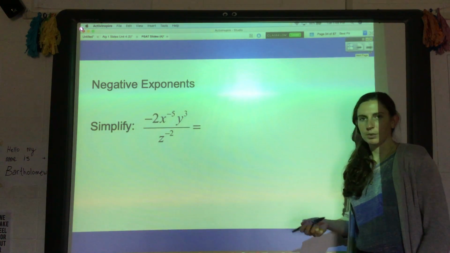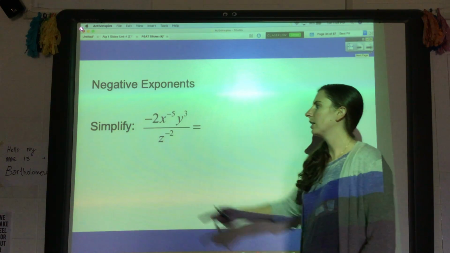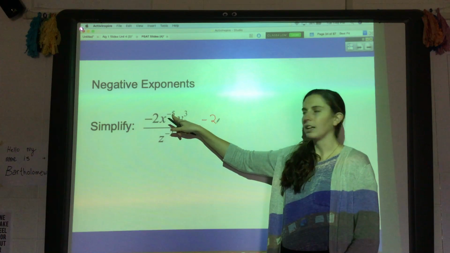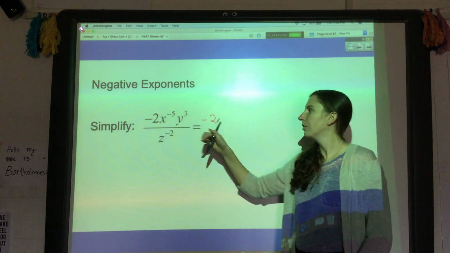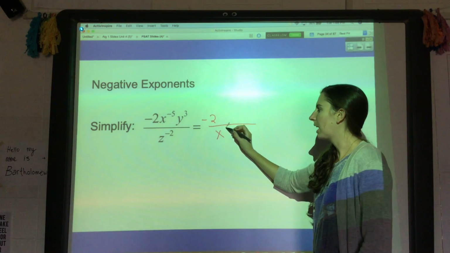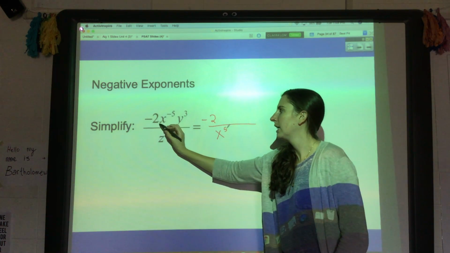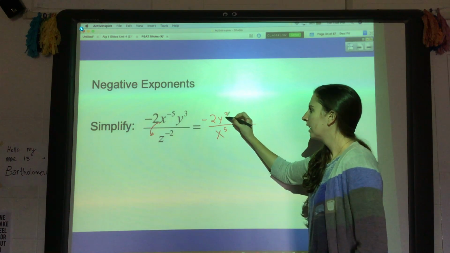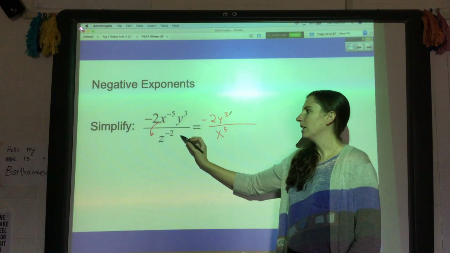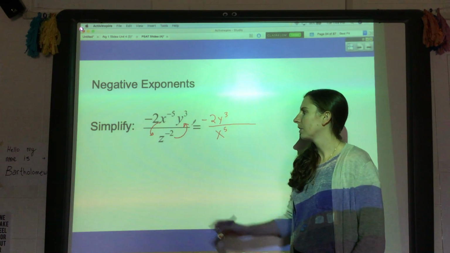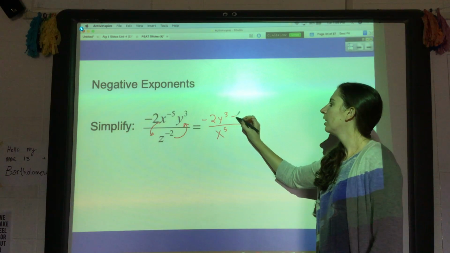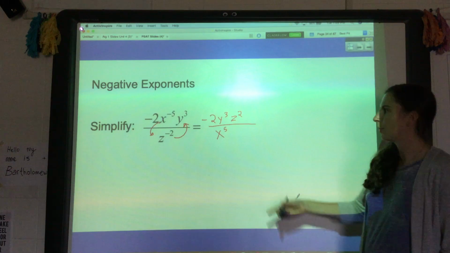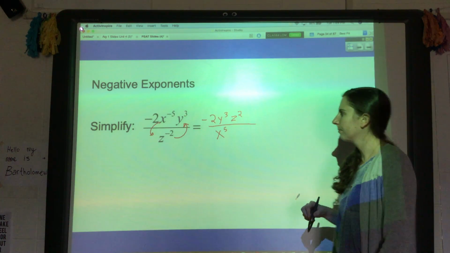Let's get a little more crazy with these negative exponents. So the negative 2 can stay where it is, but if I want to make x to the negative 5th not be a negative, I'll move it to the bottom, so it's positive x to the 5th if I move it down. And this one can stay, y cubed is fine. And then to make this one positive, I'll move it up. So z to the positive 2 at the top here. And that would be my final answer. It's all simplified just because they're positive exponents now.